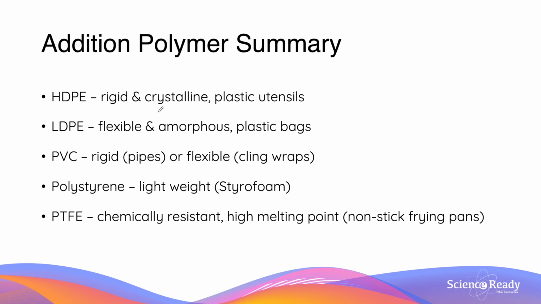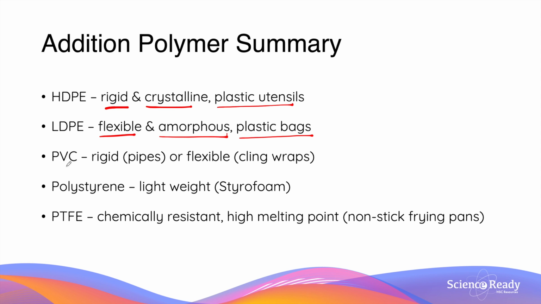Let's quickly summarize the different types of addition polymers that we went through and what I want you to take away for each of the polymers. HDPE and LDPE are both made from ethylene as the monomer, but HDPE is rigid and crystalline, found in plastic utensils. On the other hand, LDPE is more flexible and has an amorphous structure, therefore it is found in plastic bags.